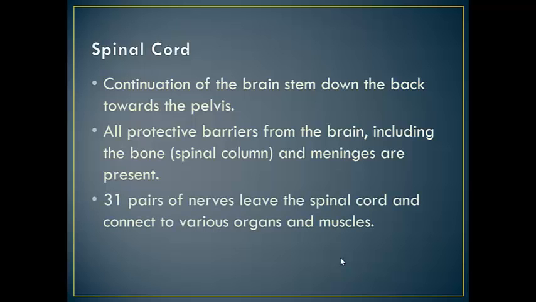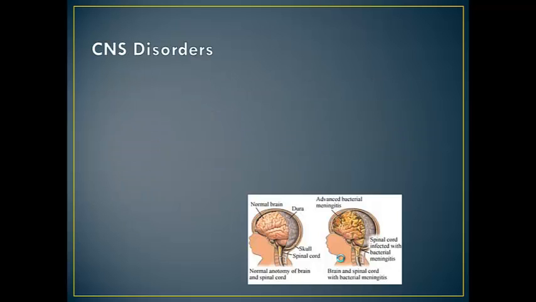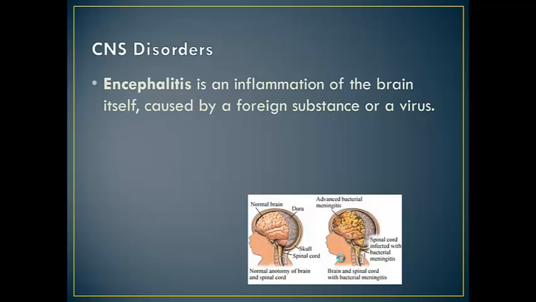Now, you have 31 pairs of nerves that leave the spinal cord, and these are what connect to various organs and muscles and things like that. I will not make you remember all 31 of them. I just want to let you know that that is what is there. So let's talk about some disorders.